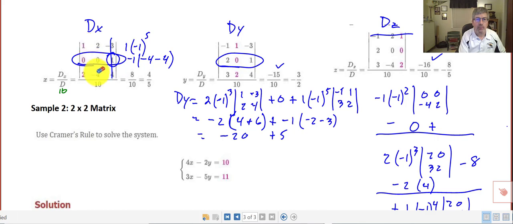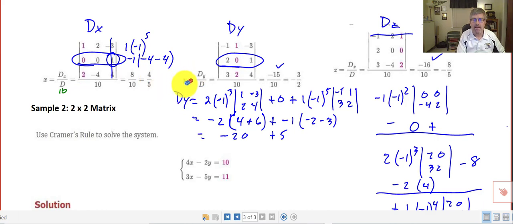And my 2 by 2 matrix, 1 times negative 4 minus 2 times 2, which is just negative 4 minus 4. So negative 1 times negative 8 is positive 8 over 10. 8 tenths, 4/5. X is 4/5.